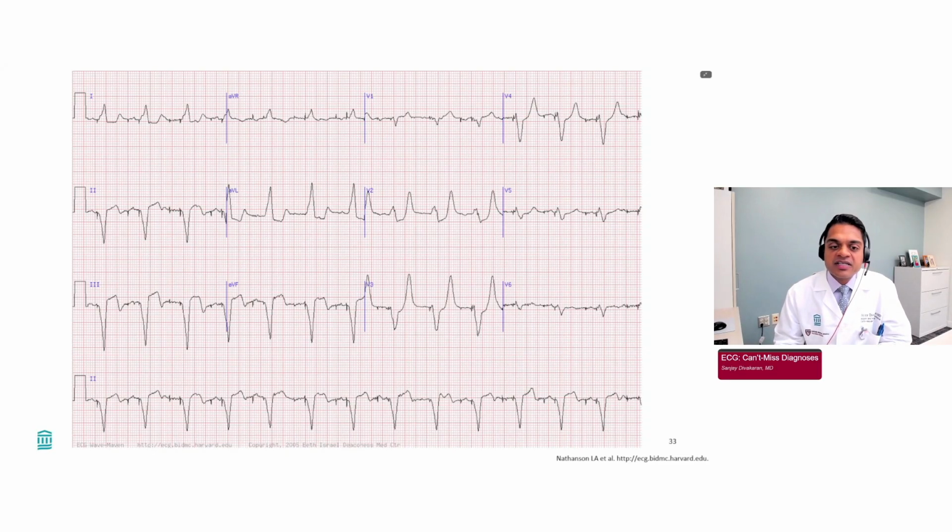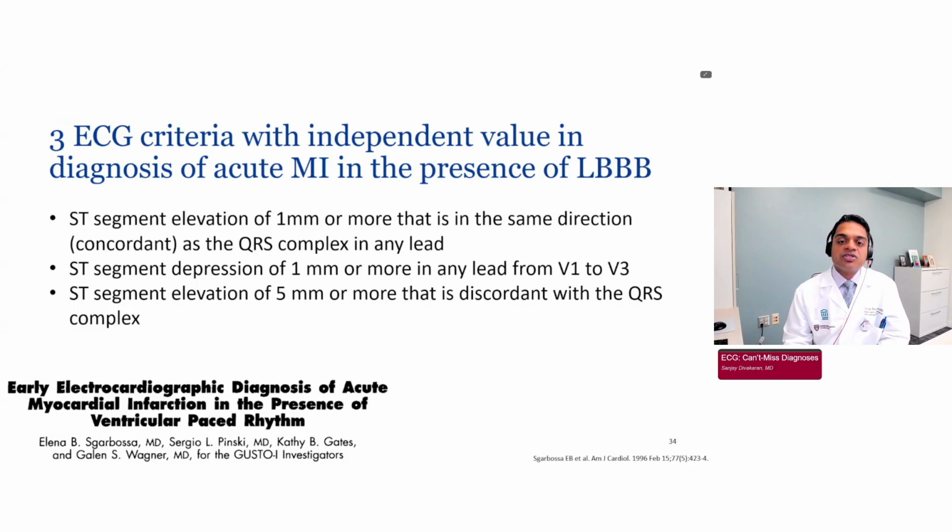But what I want to point out here is the marked elevation in the J point in the inferior leads, and you notice a little bit in lead 2, but pretty dramatically in lead 3 and lead AVF. So we're going to talk about some of the Sgarbossa criteria, and there are many of them. But the key point is that although ventricular paced rhythm is usually not interpretable for ischemia, there are certain criteria that, when present, are able to discern ischemia. And the key one in this case is ST segment elevation of 5 millimeters or more that is discordant with the QRS complex, and that's number 3, which we'll go to.